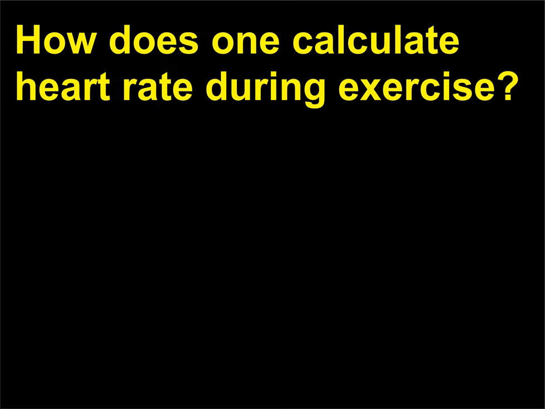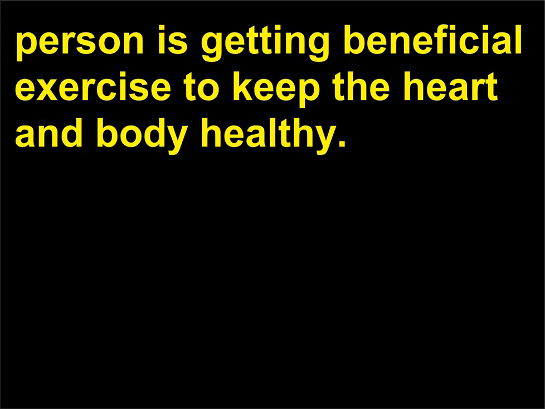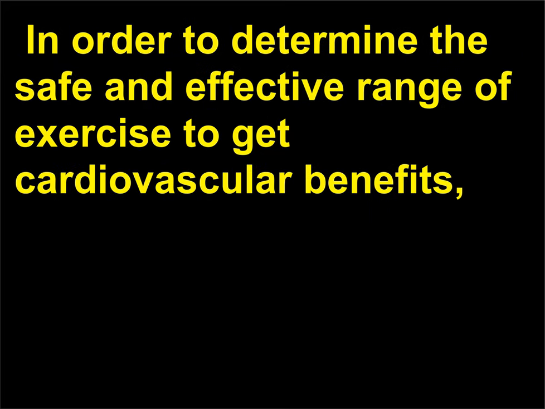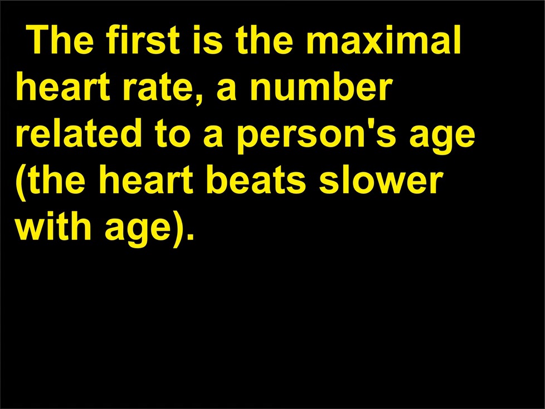How does one calculate heart rate during exercise? One reason to calculate heart rate during exercise is to know if a person is getting beneficial exercise to keep the heart and body healthy. In order to determine the safe and effective range of exercise to get cardiovascular benefits, two measurements are often taken. The first is the maximal heart rate, a number related to a person's age. The heart beats slower with age.